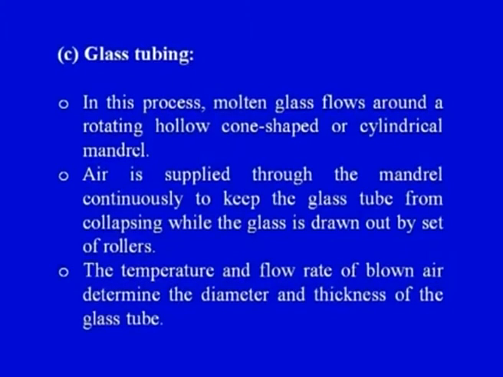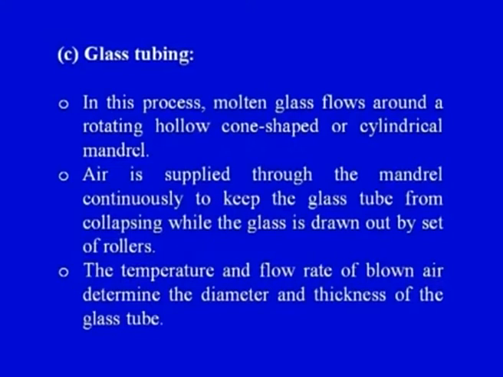So in glass tubing, in this process, molten glass flows around a rotating hollow cone shaped or cylindrical mandrel. As in case of metals, whenever we have to make a tube we use a mandrel, similarly in glass tubing also we have to use a mandrel. We will try to see this with the help of a diagram also, but let us see what the terms are which will be used in the diagram. So we have a rotating mandrel and the molten glass flows over the rotating mandrel.